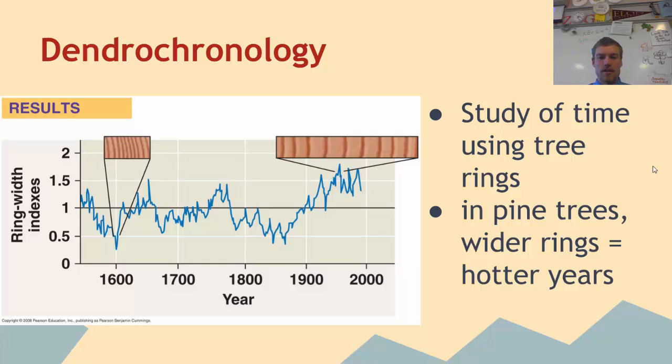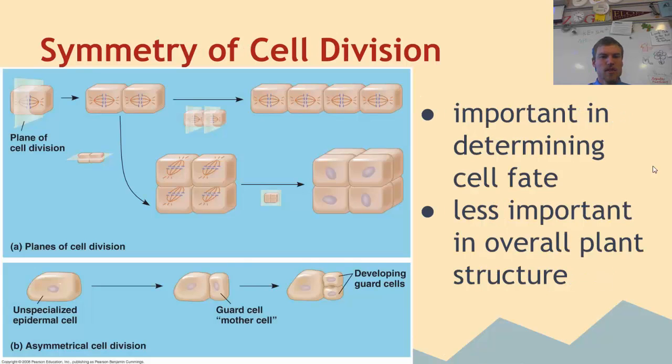We also know that every single ring is going to have a light and a dark layer. The reason being that the light layer is the early growth, the dark layer is the late growth. Now, as plants are developing, the symmetry of the cell division is incredibly important.